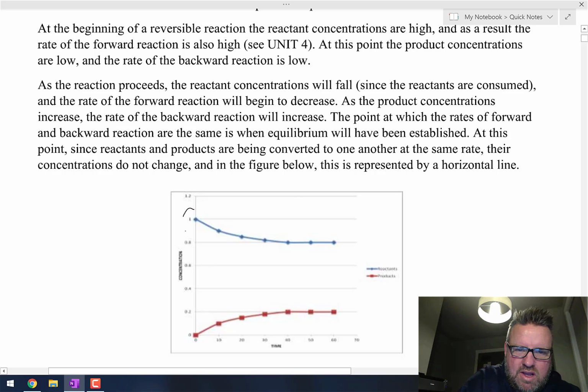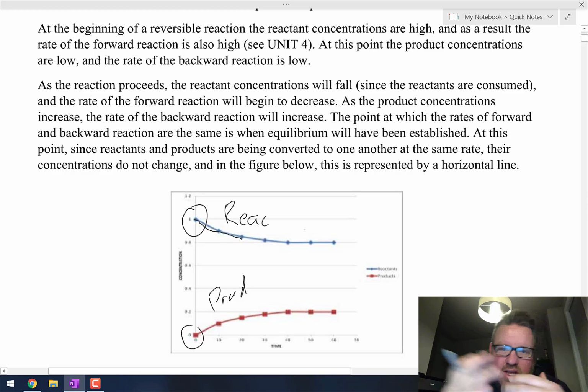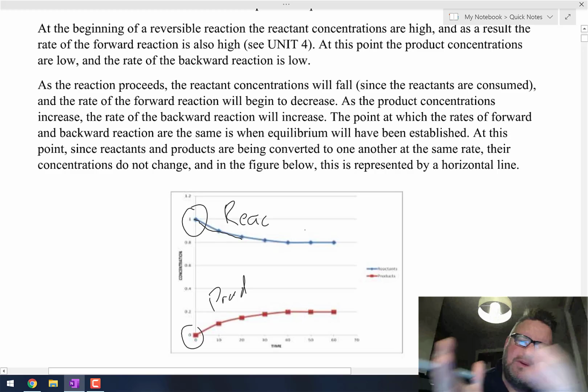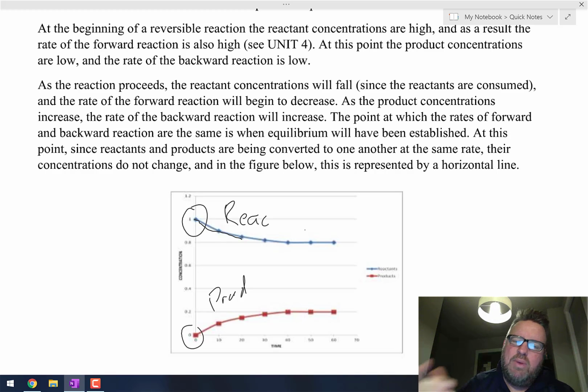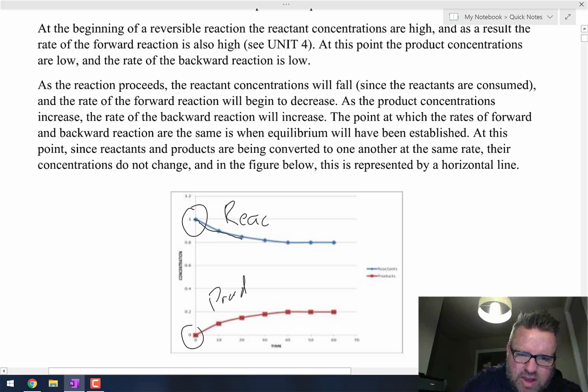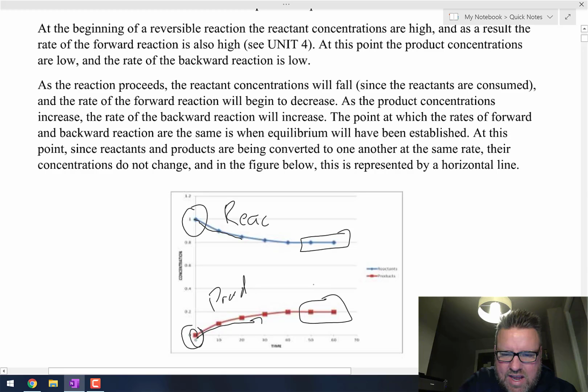So this would be the concentration of the reactants, and down here would be the products. Initially there are no products, and as the reaction begins, of course, the concentration of the reactants goes down, because the reactants are being used up to make the products. As that happens, the amount of the products obviously goes up, and eventually you get to a point where they basically stay flat.